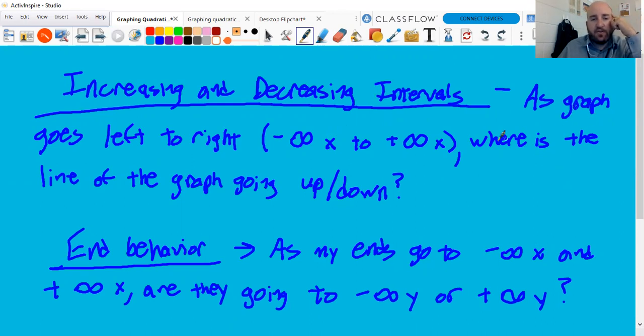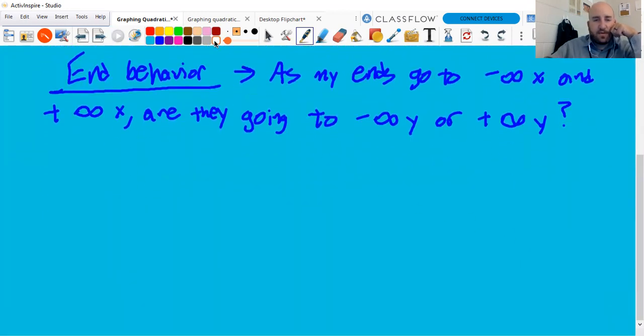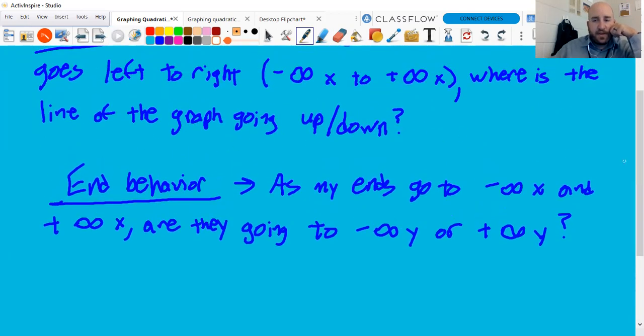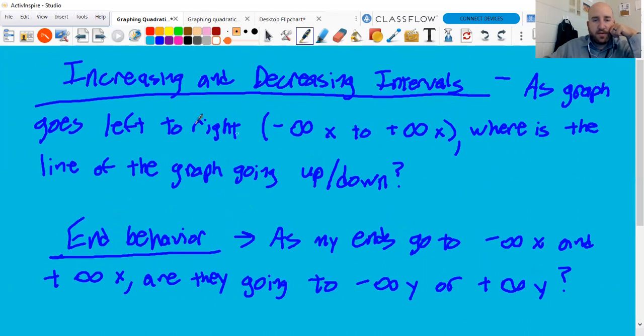As the graph goes left to right, so we're actually reading our coordinate plane from left to right, negative infinity x to positive infinity x, where's the line of the graph going up or down? So what do I mean by that? Again, this is the increasing and decreasing interval. So if y'all left room, y'all could do that. If not, draw a little arrow down there so we can look at our example.